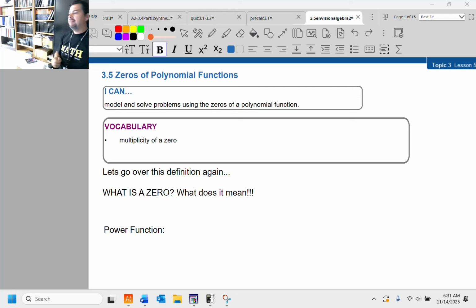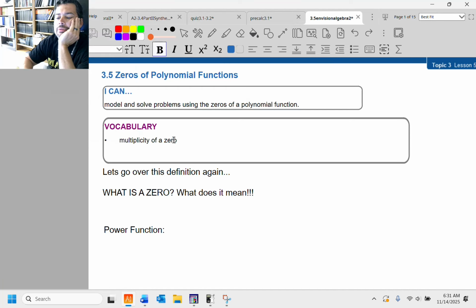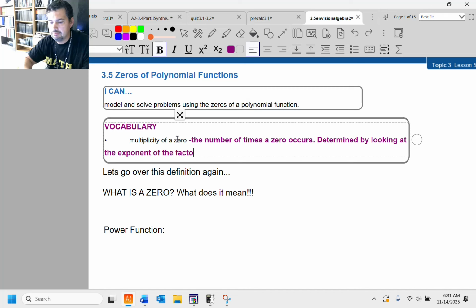All right, this is 3/5, the zeros of a polynomial function. Our one vocabulary word here is the multiplicity of a zero, and that is simply the number of times a particular zero occurs. And it is determined by looking at the exponent of the factor. That's all there is to it.